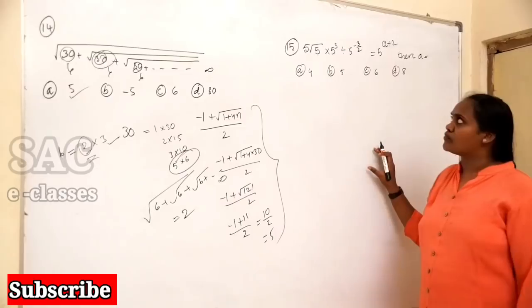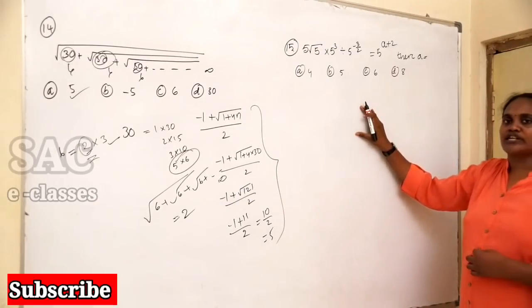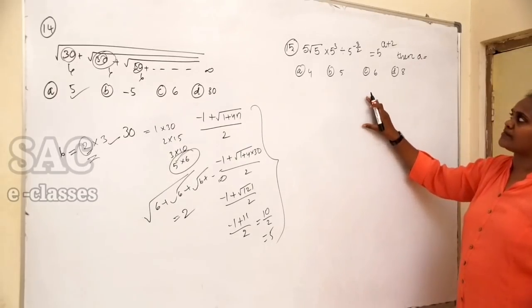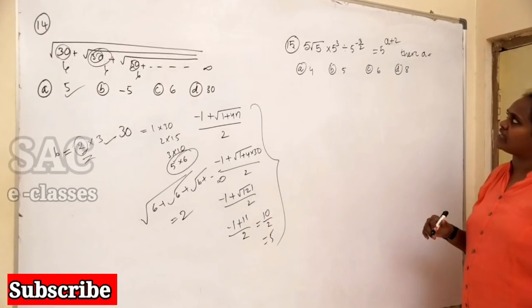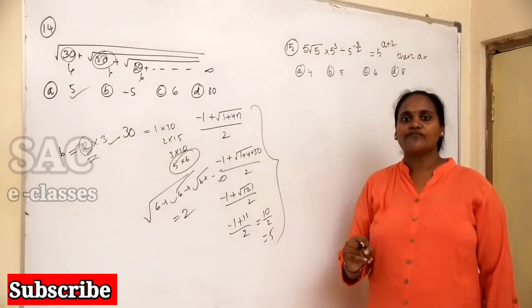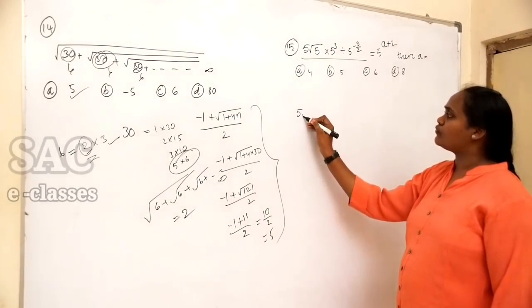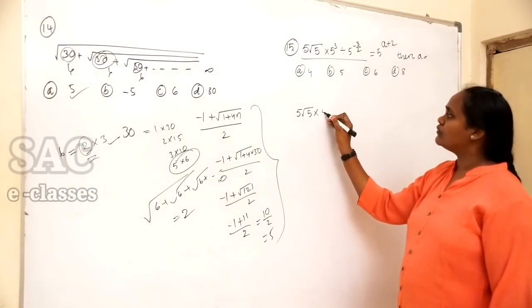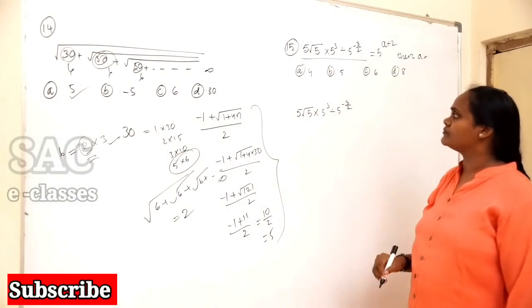Then we are going for one more top PYQ in the year 2014 in SSC Tier-1 examination. They asked: 5 root 5 into 5 cube divided by 5 power minus 3 by 2 is equal to 5 power a plus 2 is given. You should find out the a value. First of all, observe the given one. 5 root 5 into 5 cube divided by 5 power minus 3 by 2.